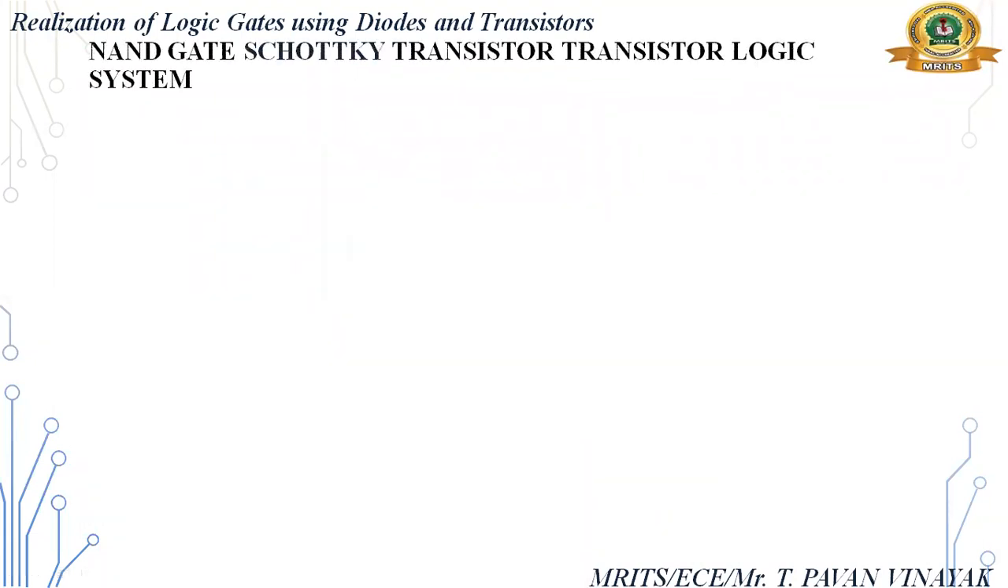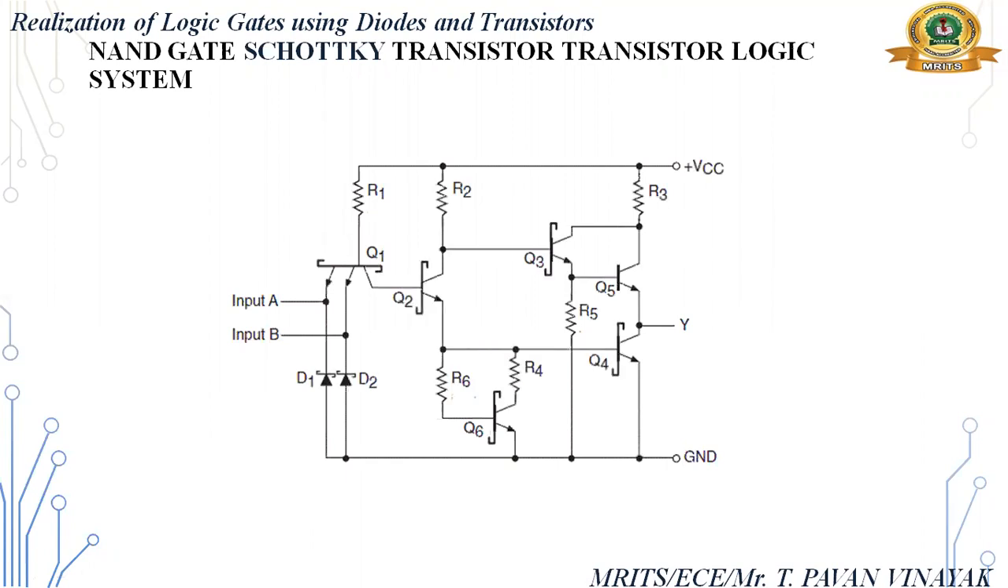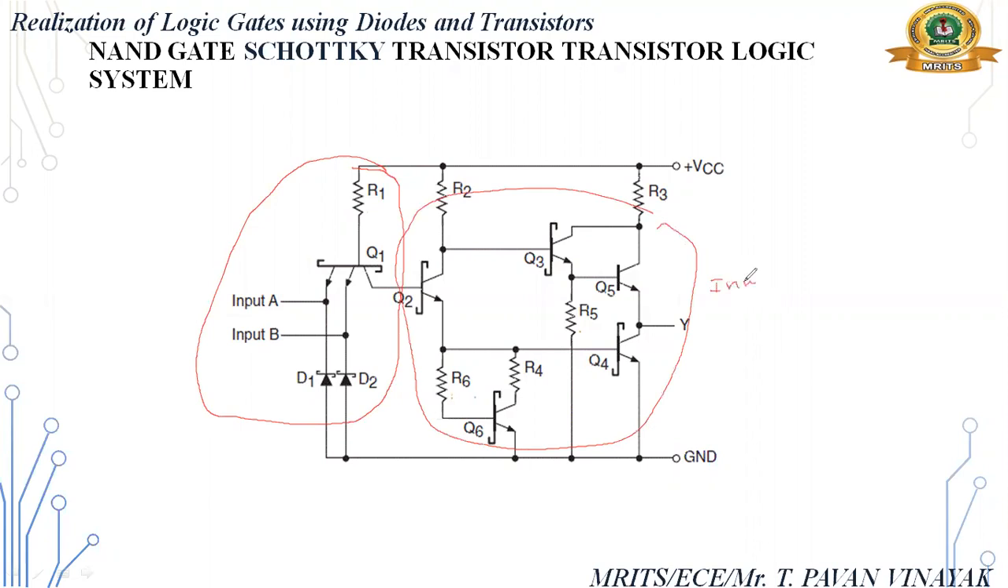Next, the NAND gate for Schottky TTL. See, this is the NAND gate. This is the Schottky diode. This one is the inverter. This part is the inverter, this part is the AND gate, and this part is the inverter. Okay, let us see the working.